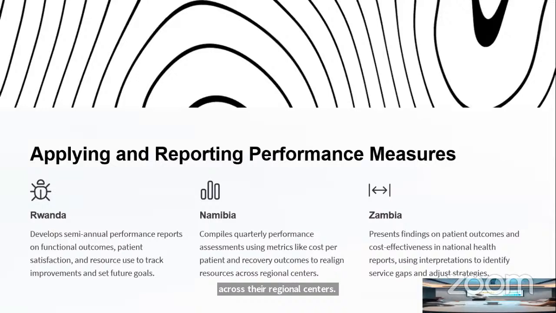In Zambia, for instance, in their own case, they work on patients' outcomes as well as cost effectiveness also. They use it to develop their national health reports, and they presented them as such, right? And interpreting which help them to identify the service gaps and which they use to adjust their strategies.